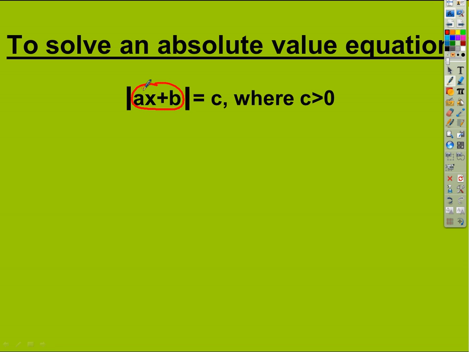So, any ideas? What if ax plus b were to equal c? Would that work? Wouldn't that be okay? Because if ax plus b equaled c, then the absolute value of c would also be c, right? So that's one possibility. The argument of the absolute value function could equal the number outside. What else could it maybe equal? ax plus b could also equal what?